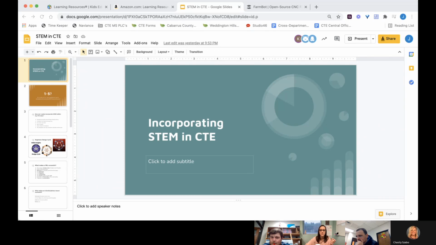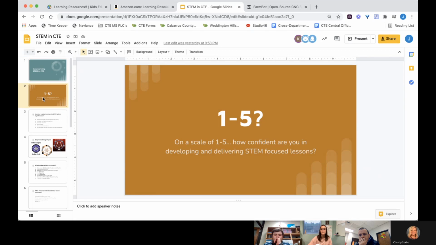So the first thing that I want to do, can you guys see my screen? Okay. I'm not going to go into presentation mode because it just makes things weird, I think. On a scale of 1 to 5, how confident do you feel with delivering STEM lessons? You can type it, or you can hold your finger up, whichever.